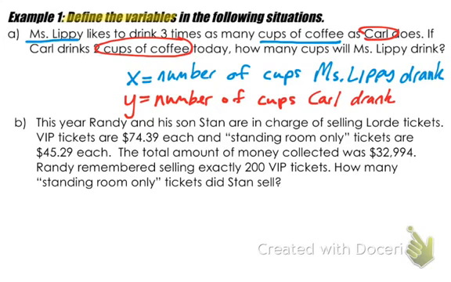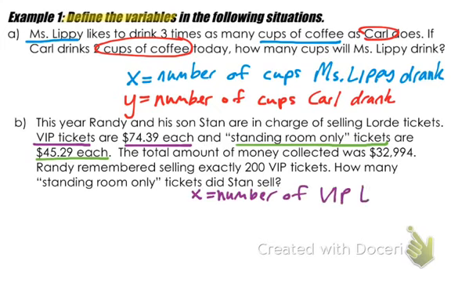Alright, so then we have two people doing two things. The first person we're talking about is Randy, who's selling VIP tickets. Each VIP ticket is $74.39, and standing room tickets are $45.29 each. So we know the price per ticket, but we don't necessarily know how many tickets were sold for each. So our first variable would be x equals the number of VIP tickets sold. Then the second variable represents the standing room only tickets.